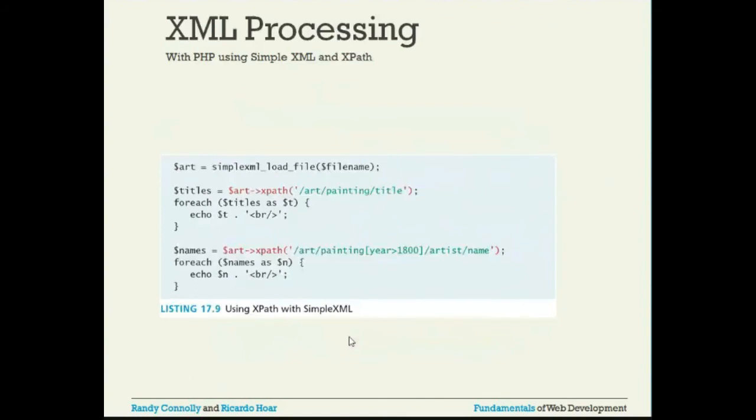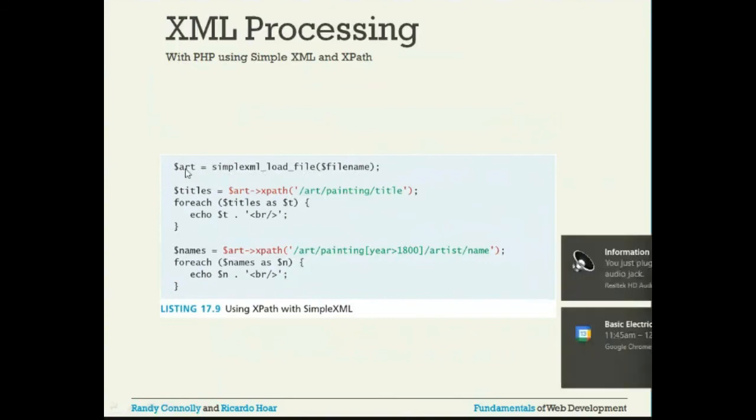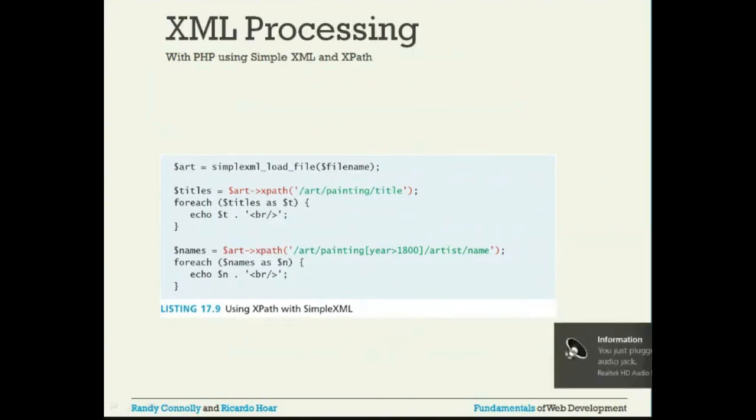Now PHP using SimpleXML and XPath. Here both SimpleXML and XPath are used. The rest of the code is similar: $art is equal to simplexml_load_file($filename). So it is going to load into a PHP object, $art.